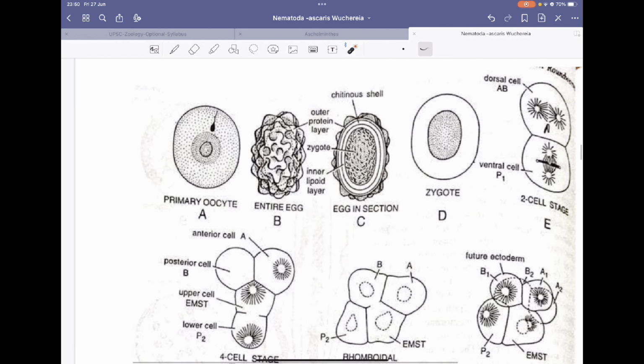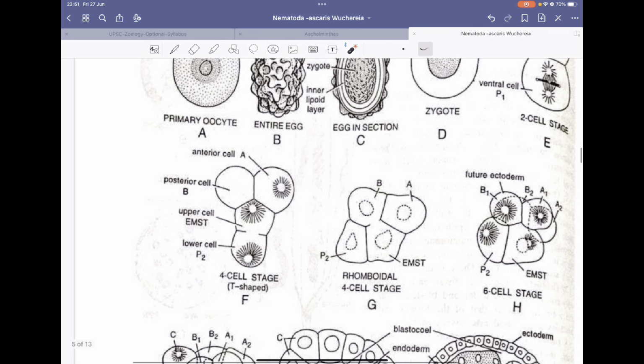In the stages of development, you will see that initially we have this primary oocyte which is going to be fertilized by this sperm. After the fertilization, the egg is formed. If you look closely, this egg is covered by a chitinous shell. That's why it is a resistant egg. Inside the egg, the zygote will develop.